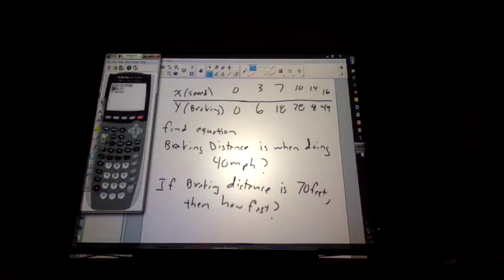Uh-oh. Clear. Why is it doing this? Who messed with my calculator? That one teacher. That could have been. So stat, calculate. So I get 0.05 plus. Wait, how do you get that screen again? So stat, calculate, quadratic regression.